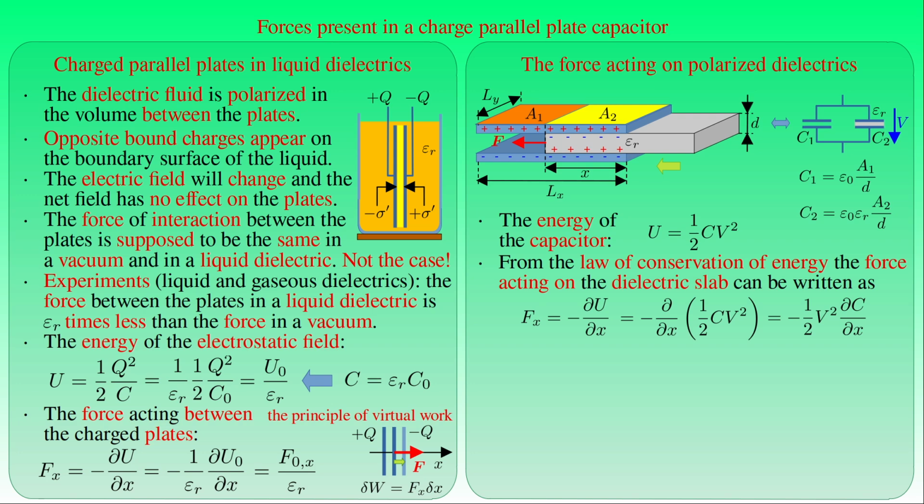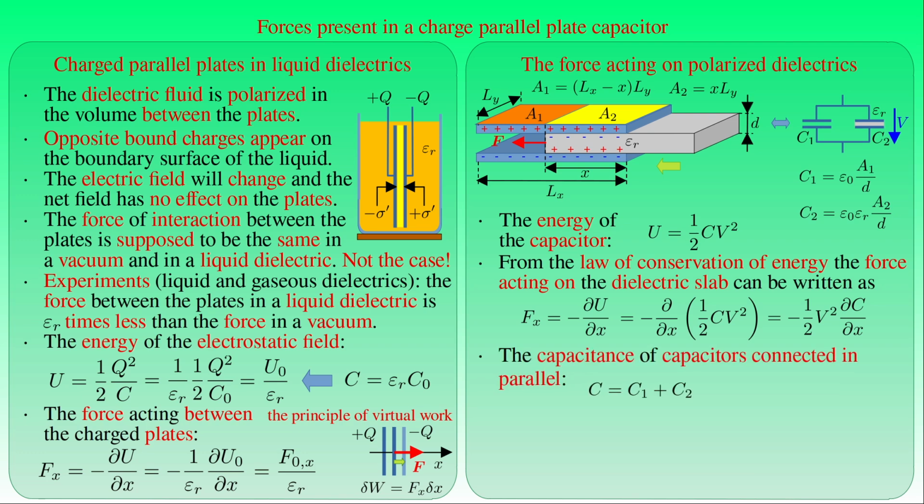As the figure shows, the area A1 of the plate of the capacitor is equal to the difference between the length Lx and the distance x times the length Ly, whereas the area A2 is simply equal to x times Ly. We already proved that the total capacitance of capacitors connected in parallel is given by the sum of the individual capacitances, that is, the capacitance C of the capacitor in the experiment is equal to the sum of the capacitances C1 and C2 of the capacitors in the equivalent circuit.